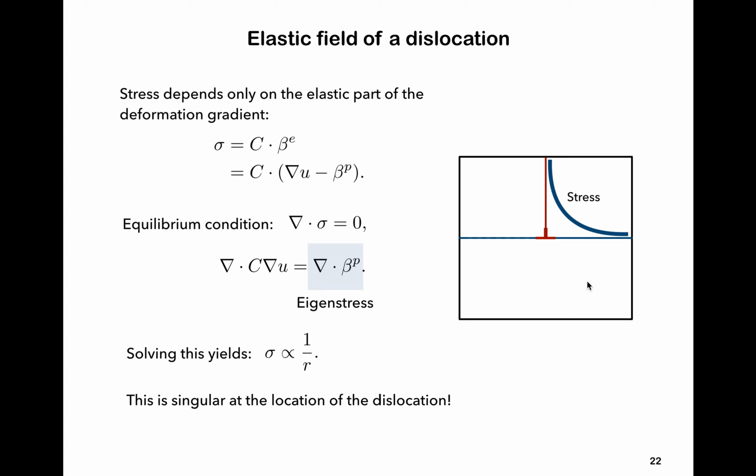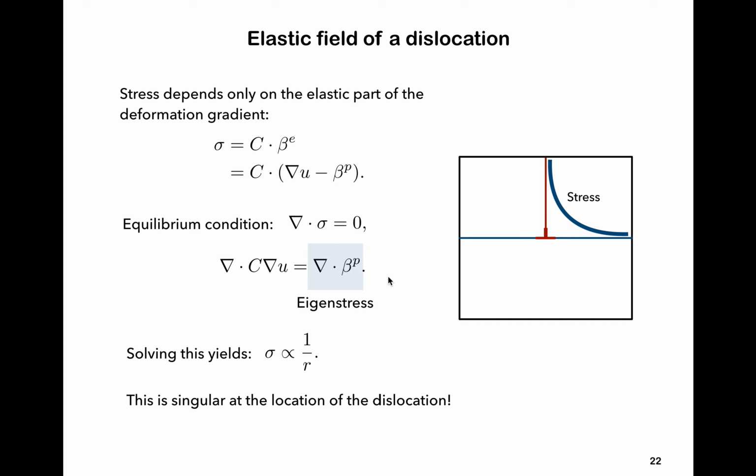This is a situation where we are considering a body with a dislocation, but there are no external forces acting on the body. There are no body forces, there are no surface tractions. Therefore, the governing equation is just that the divergence of sigma equals 0. So if we substitute for sigma this expression, C times gradient of u minus beta p, you get the expression that the divergence of C times gradient of u is the divergence of C times beta p. There is a typo here, it should not be beta p alone, it's the divergence of C times beta p.